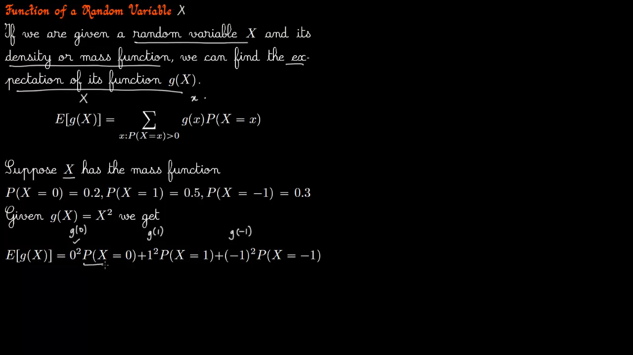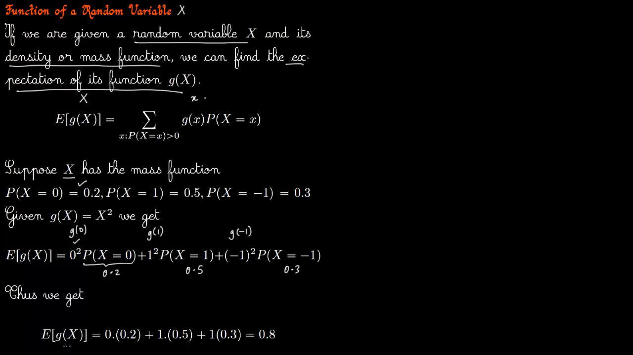Probability that x is 0 is 0.2, taken from here. X is 1 is 0.5. Probability that x is minus 1 is 0.3. So that's what we plug in here. So 0 square is 0, 1 square is 1, minus 1 square is 1. You multiply everything. So this term will become 0. You have 0.5 plus 0.3, which gives you 0.8.